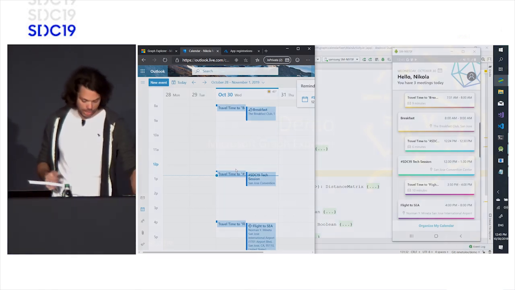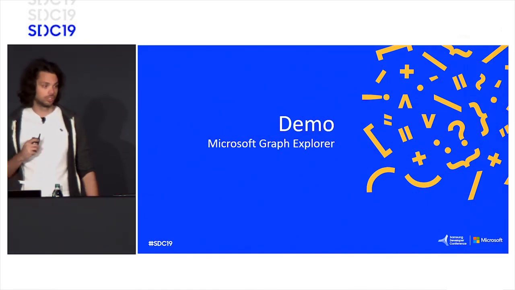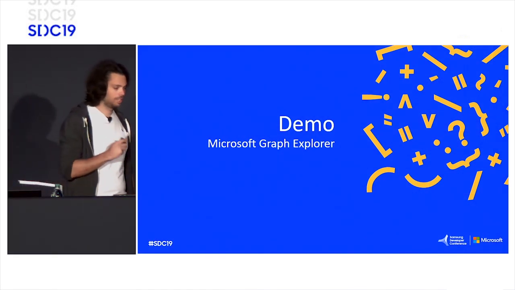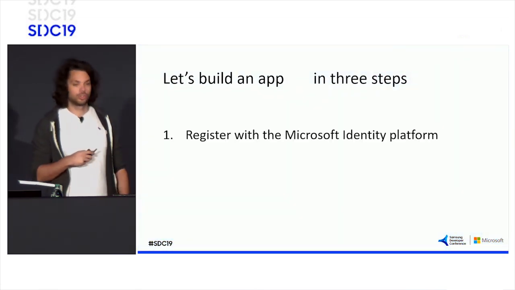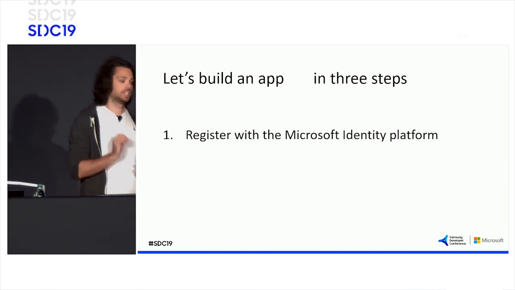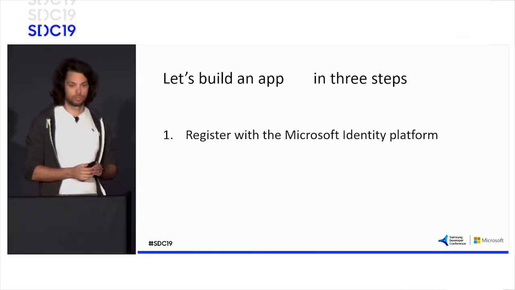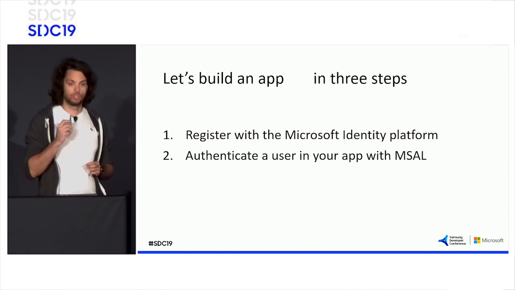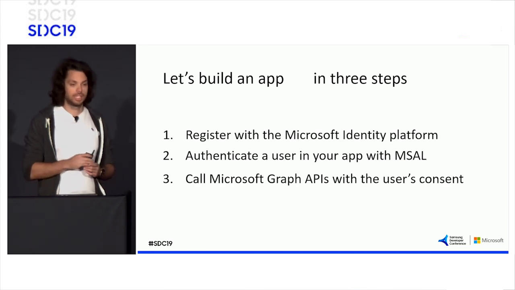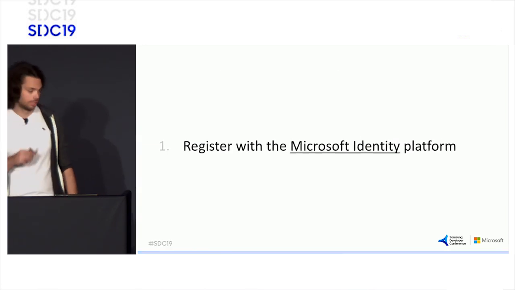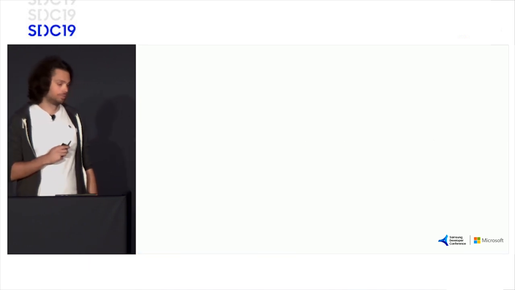So I want to show you how you can build experiences like this yourself in 3 very easy steps. First, I'm going to show you how to register an application with the Microsoft Identity Platform to be able to authenticate users. Then I'll show you how to use this application to authenticate users with your Android application using the MSAL libraries. And finally, how to call Microsoft Graph APIs once you have the right access tokens to call into the Microsoft Graph. So first, the Microsoft Identity Platform.